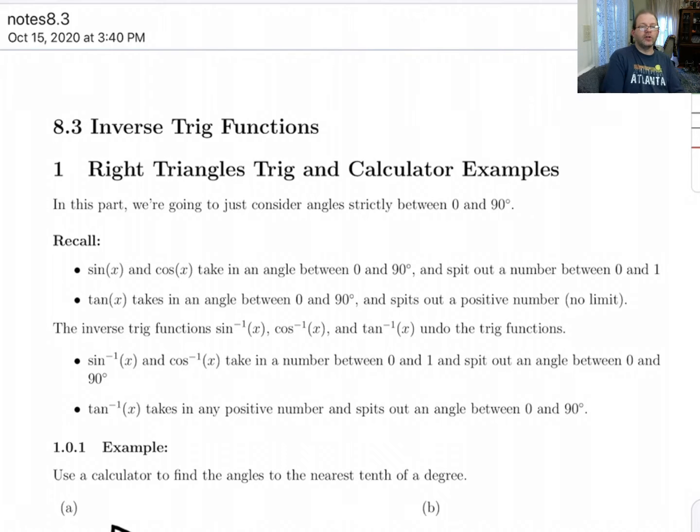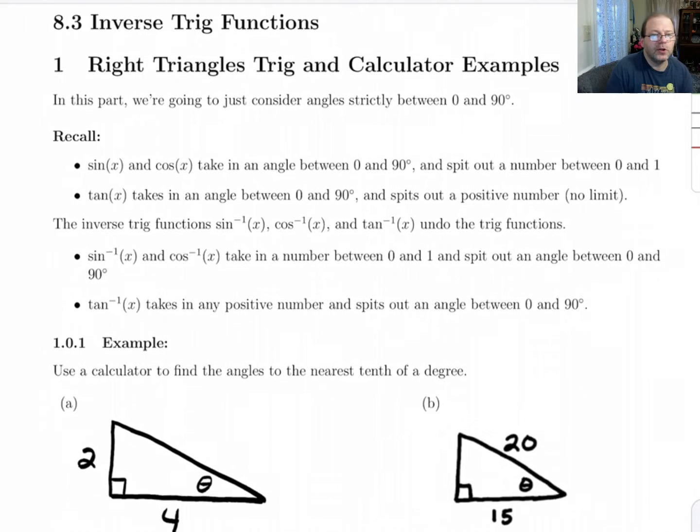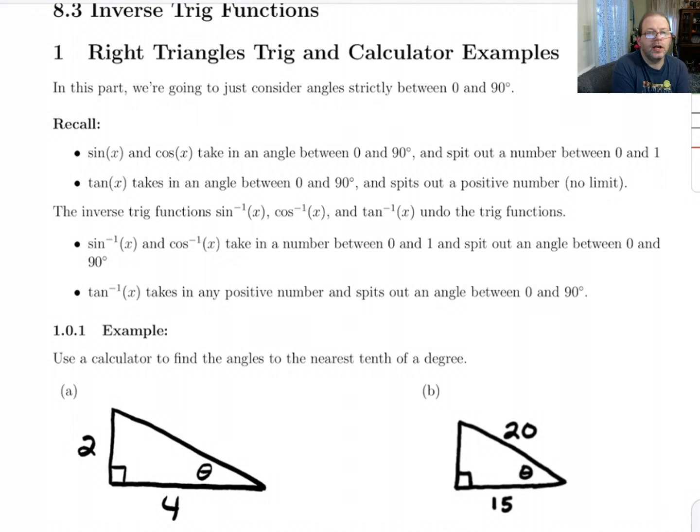All right, today we're going to start looking at inverse trig functions. So in this first part, we're going to talk about right triangle trig and calculator examples. And in this part, we're going to just consider the angles that are strictly between 0 and 90 degrees. In other words, the angles you would see showing up in a right triangle other than the right angle itself.